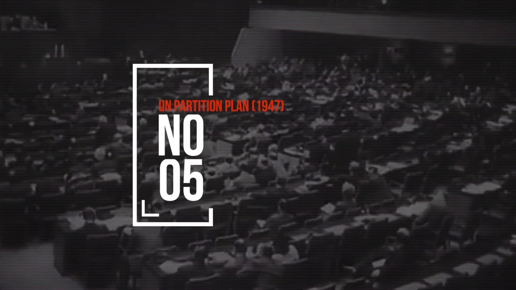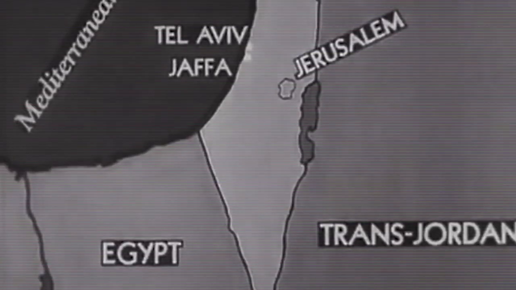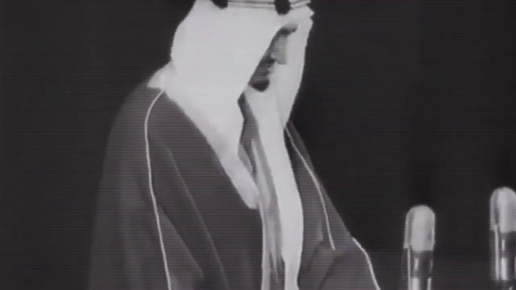Number 5. UN Partition Plan 1947. After the culmination of World War II, the United Nations took a pivotal step by presenting a partition plan in 1947 for Palestine.